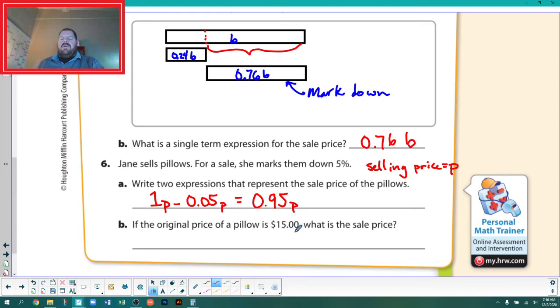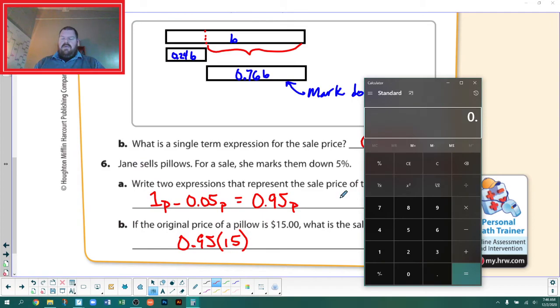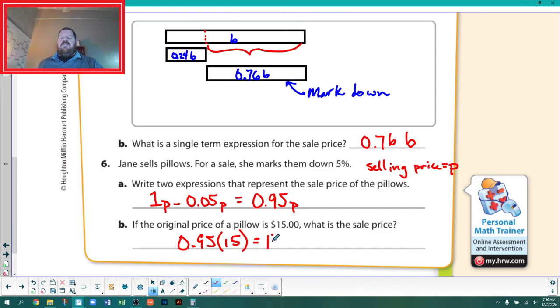If the original price of the pillow was $15, what is the sale price? Well, plug that in. 0.95 times $15. And we can just do that. 0.95 times 15. So she's selling it for $14.25.